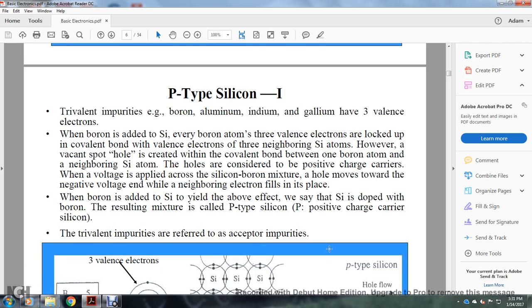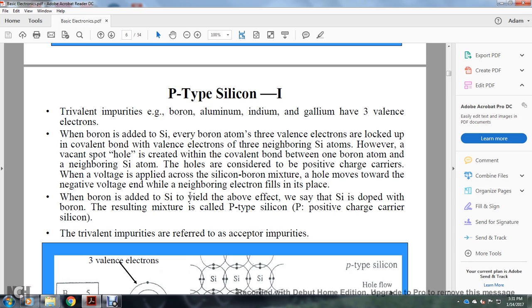Trivalent impurities: boron, aluminum, indium, gallium have 3 valence electrons. The boron is added to the silicon. Every boron atom's 3 valence electrons are locked in covalent bonds with 3 neighboring silicon atoms. However, a vacant spot, or hole, is created within the covalent bond between one boron atom and the neighboring silicon atom. The holes are considered the positive charge carriers. The voltage is applied across the silicon boron mixture. A hole moves toward the negative voltage and the neighboring electron fills in its place.